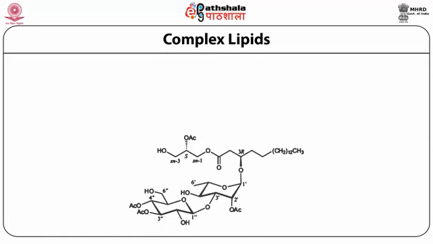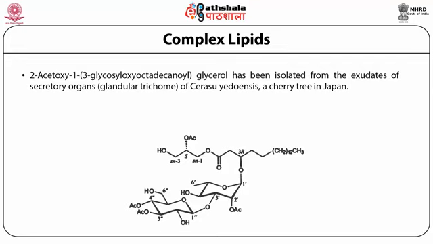Among the complex lipids, apart from the diacylglycerol from the kernels of the oat, 2-acetoxy-1,3-glycosyl oxo-octadecanoyl glycerol has been isolated from the exudates of the secretory organs or the glandular trichomes of Cerasus yedoensis, which is a cherry tree plant found in Japan.